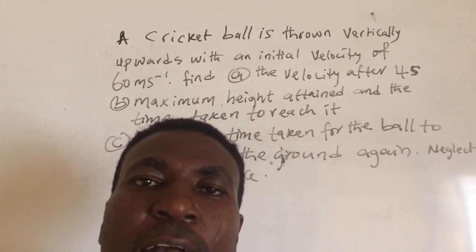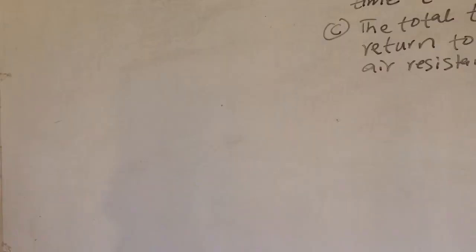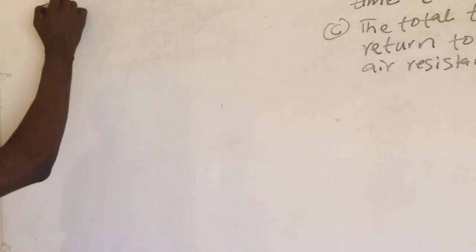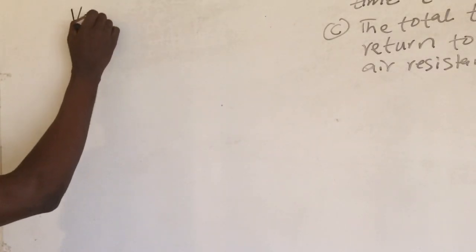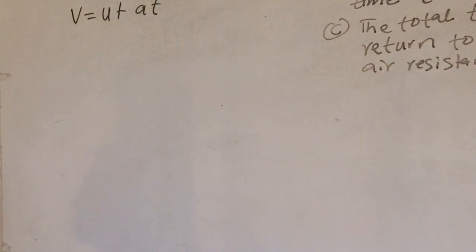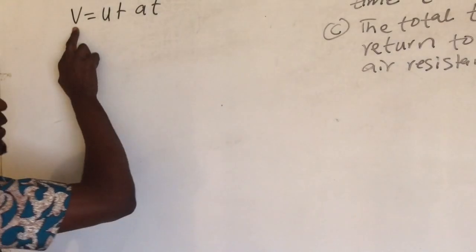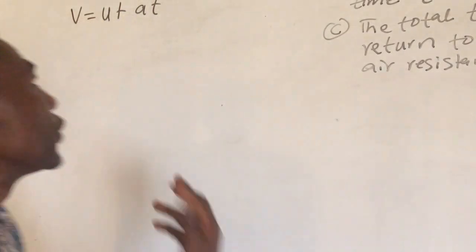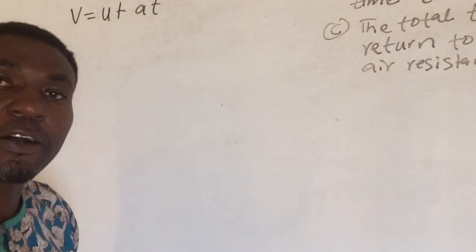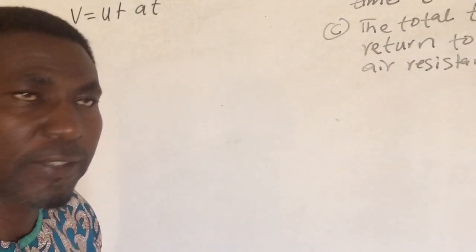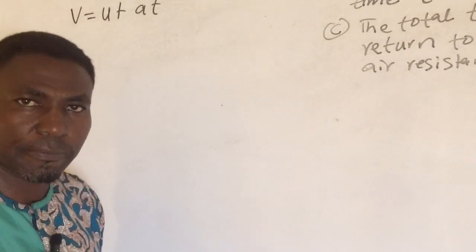So let's calculate it now. Calculating for A, the velocity after 4 seconds, the formula we will use is V equals U plus AT. Now, V stands for final velocity, U stands for initial velocity, A stands for acceleration due to gravity, T stands for time.